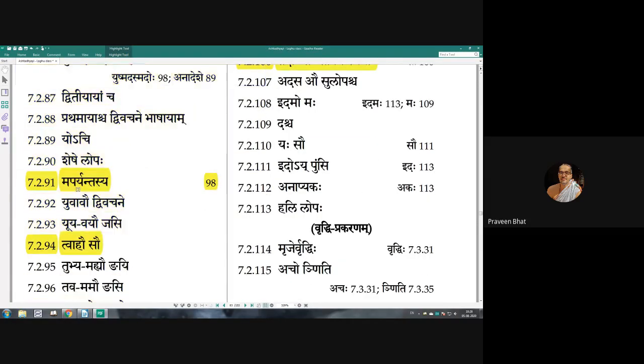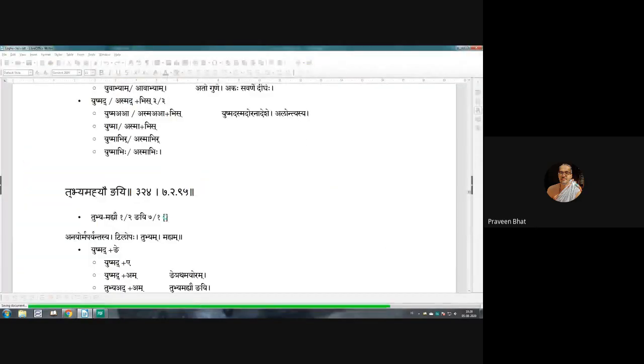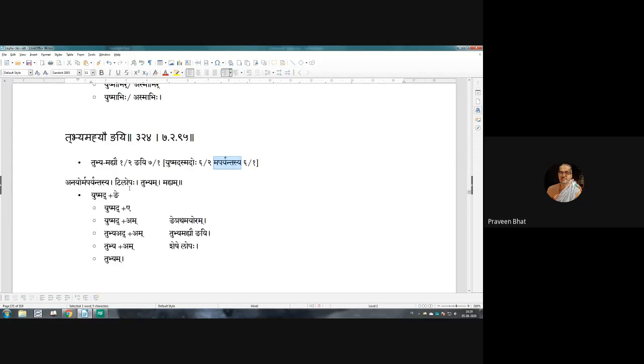From 7295, you have ma paryantasya yushmad asmadoho. So yushmad asmadoho, ma paryantasya. Shashti ekavachana can be converted into singular as needed: yushmadaha ma paryantasya, asmadaha ma paryantasya, or yushmad asmadoho ma paryantayoho. This can be converted into dvivachana. Adesha is tubhya and mayya respectively. So anayor ma paryantasya, tilopaha, tubhyam mayyam.